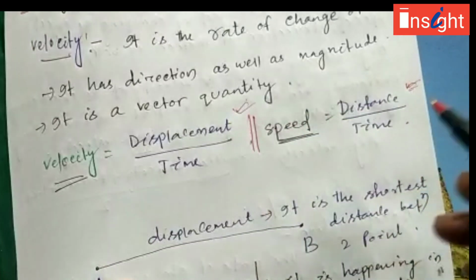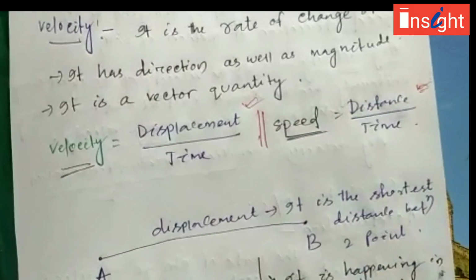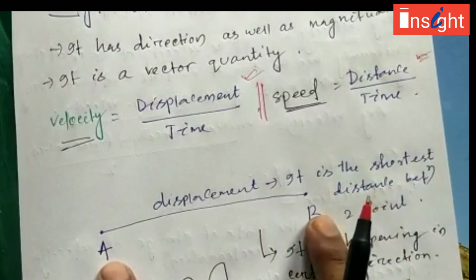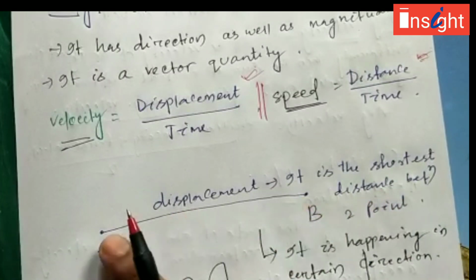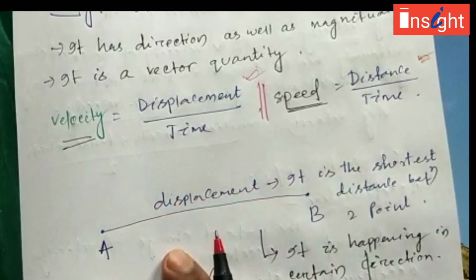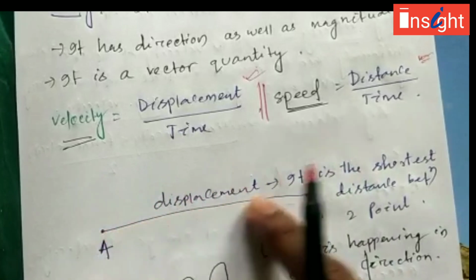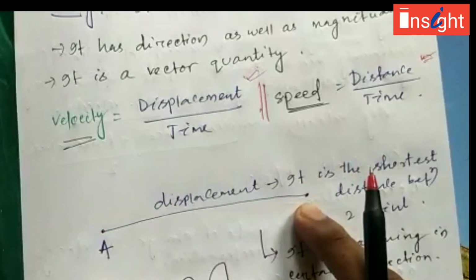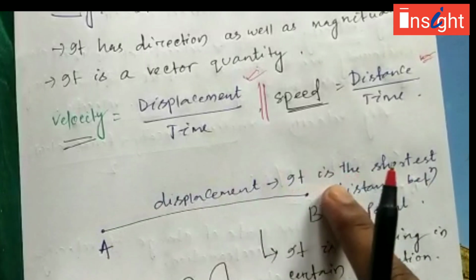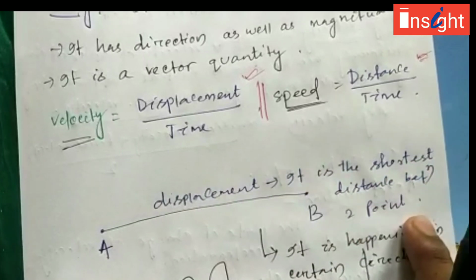Displacement and distance are similar words, but their meanings are different. Take an example. Suppose A and B are 2 points, and the shortest distance between A and B is known as the displacement of the object. Suppose an object is moving from A to B, and the shortest distance is a straight line. It is called the displacement, the shortest distance between 2 points.